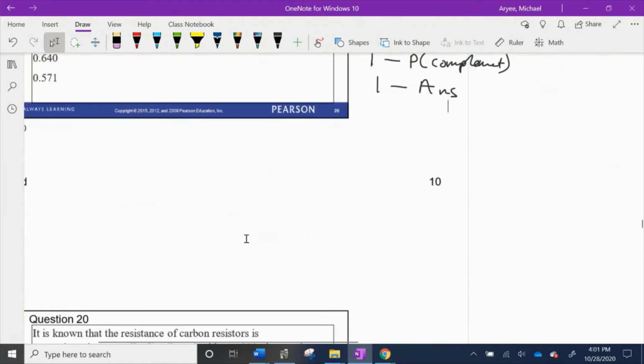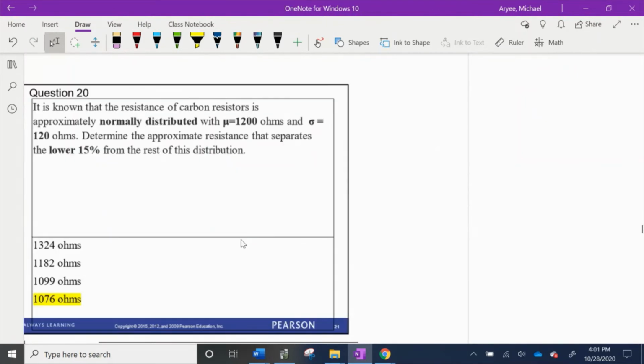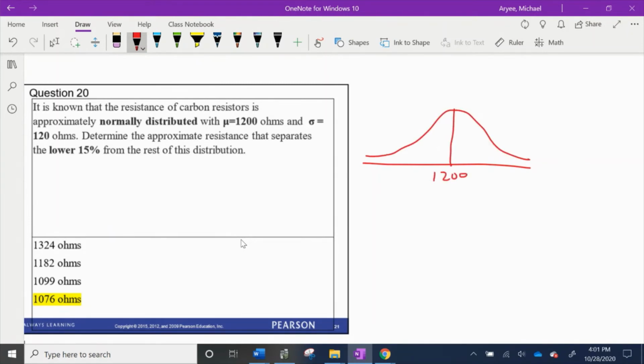Okay. Now, we're almost there. That's good. Just 29 questions, so we're almost there. Here, it's a normal question, so I'm going to draw the curve. It said the mean is this, and 15% or lower, right? So that is the area to the left. So you're going to say left area. Left area is 0.15.